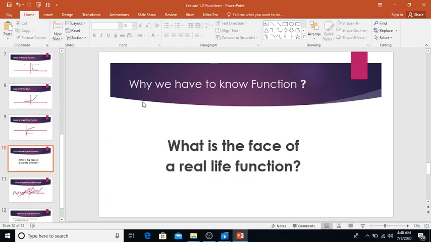Now I want to focus on why we have to know functions. Why we have to know these basic elementary functions that I showed. And the question is, what is the face of a real life function? Will this knowledge of basic elementary functions help us in future, and how will our basic elementary functions help us to find the real life functions?